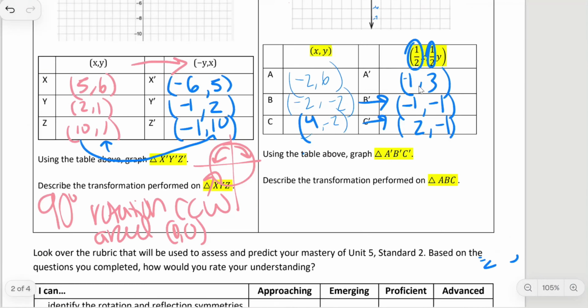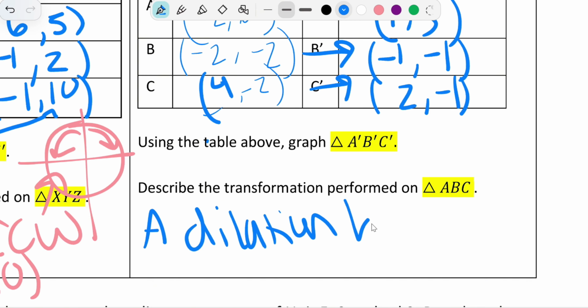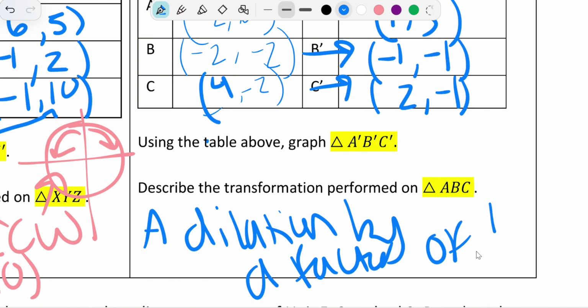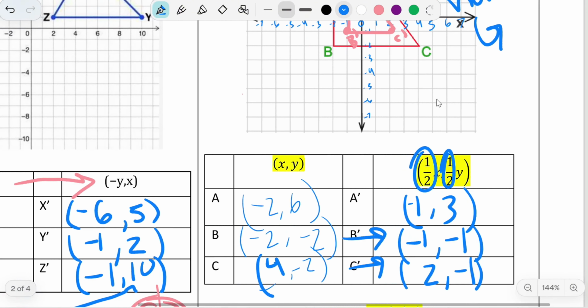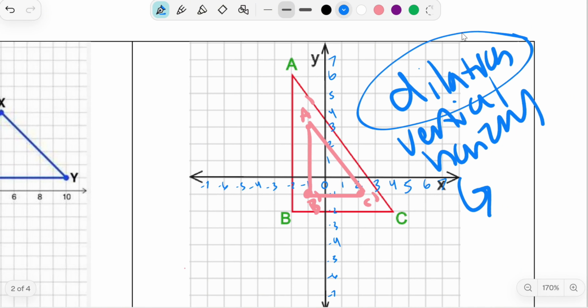So I'm just going to go ahead and write a dilation by a factor of 1/2. That's literally all you have to write, because that is really the only change that happened. Everything else stayed the same. We simply made it smaller. We literally just shrunk it, and that's known as a dilation.